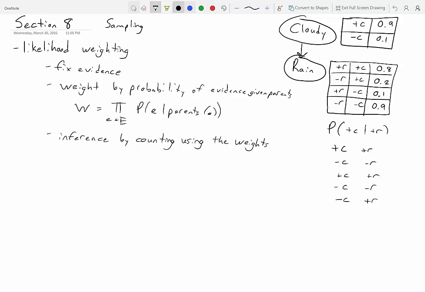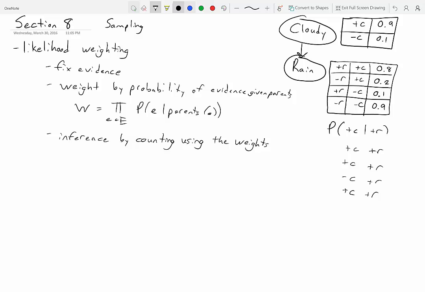Okay, so now let's go through this example over here on the right. So what's going to happen is I'm trying to compute the probability of plus C given plus R. So first, I fix plus R, I fix my evidence. Let's say I'm going to draw 4 samples. Now, I'm going to draw samples of cloudy. So let's say I get a plus C, maybe I get a plus C, I get a minus C, maybe I get a plus C.